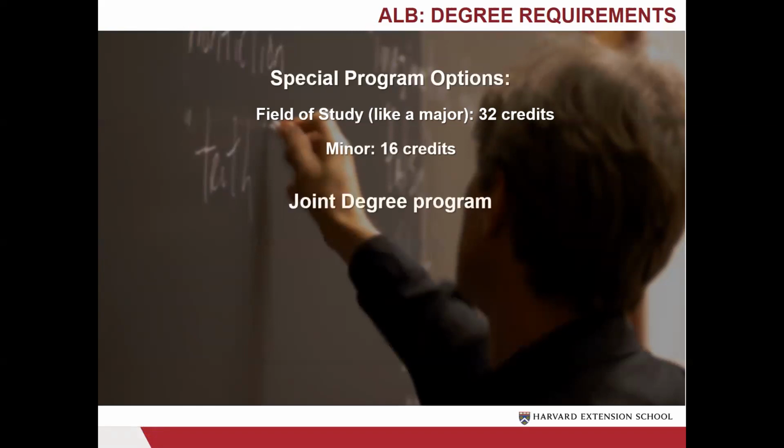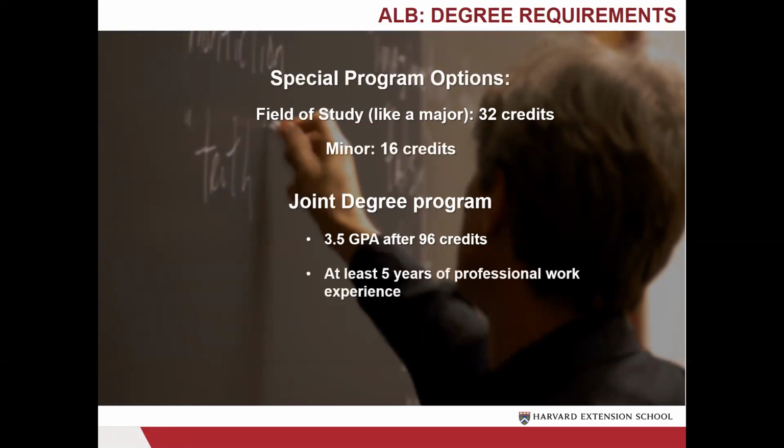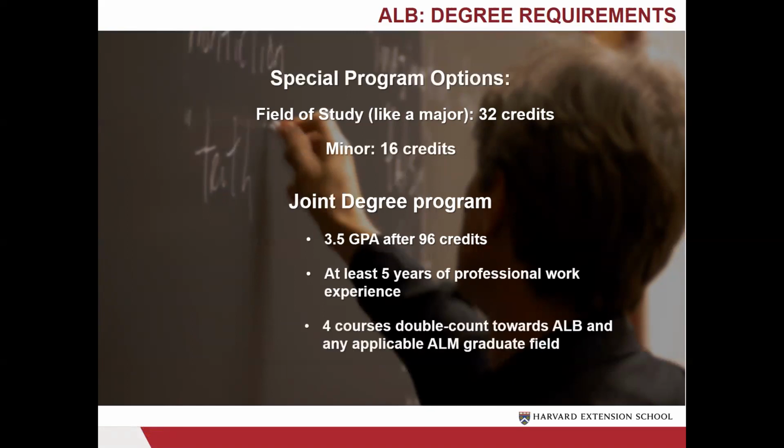Additionally, for admitted candidates, there is a joint degree program option. This is something that you will explore if you have a very strong academic standing after completing 3/4 of the bachelor's degree, including transfer credit. This program is designed for students who have a well-established professional career and who are considering a graduate degree in one of our fields here. Being accepted into the joint degree will allow 4 courses taken towards the end of the bachelor's degree to double count towards both undergraduate degree requirements as well as towards graduate requirements in a field of your choice.